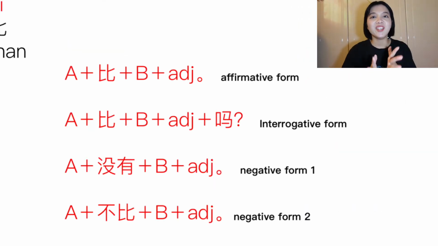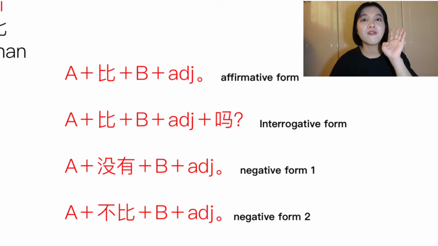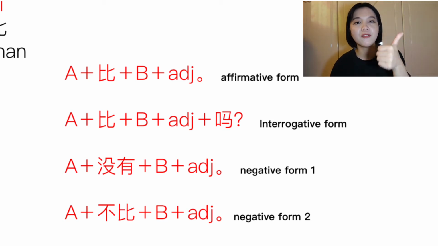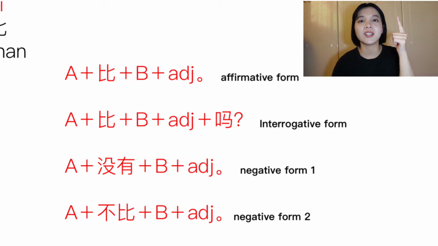And see here, if you want to make sentences like this, to compare something in Chinese, there are 4 forms we're gonna learn today. There is affirmative form, there is interrogative form, and there is negative form 1, negative form 2. Now let's check them one by one.